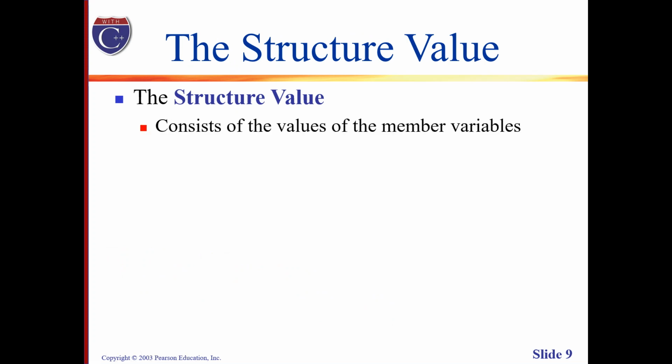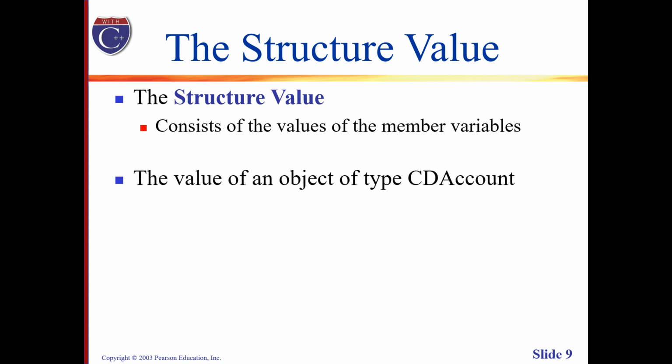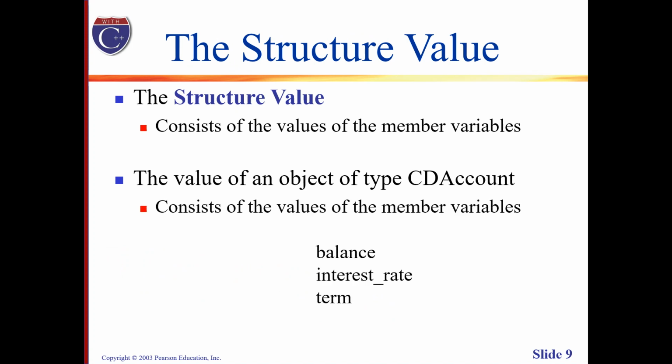How about the structure value? The structure value consists of the values of the member variables. The value of an object of type CD account consists of the following, which means the values that a structure will contain depends on the actual values that were assigned to its member variables, such as in this case, the value for the member variables balance, interest rate, and term.